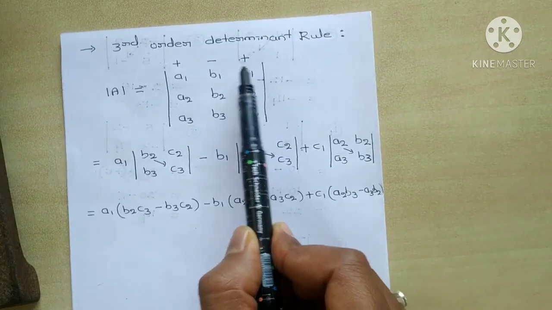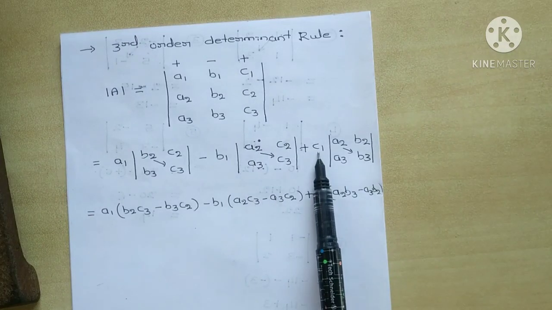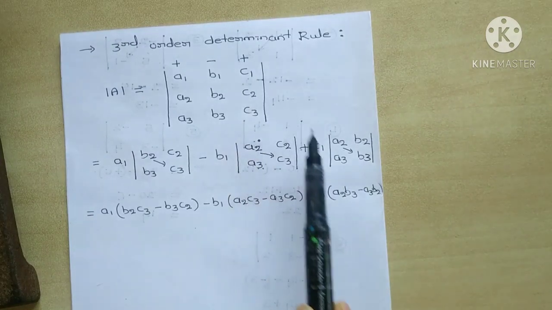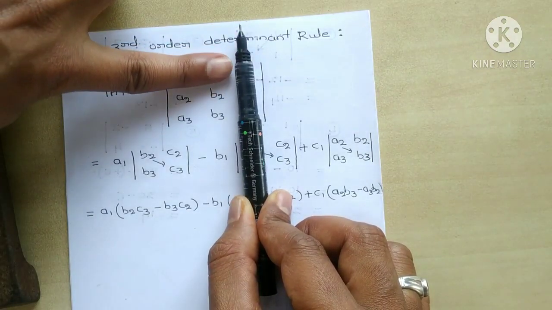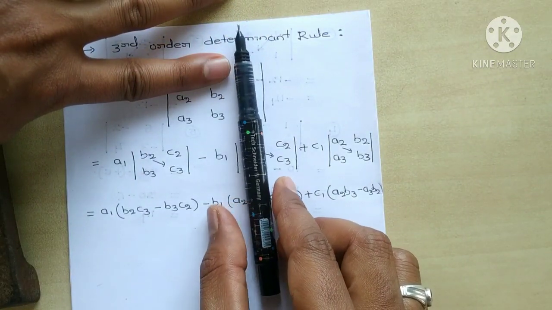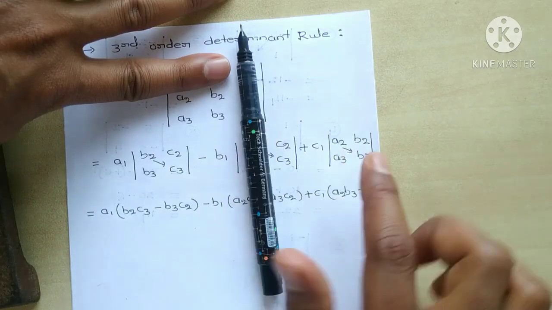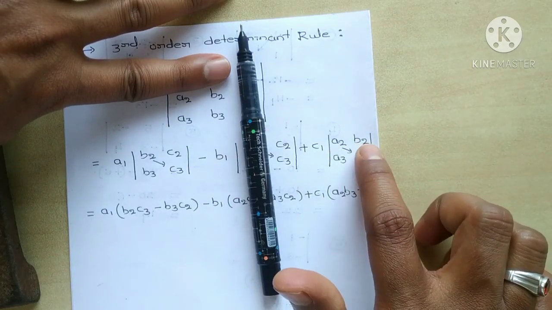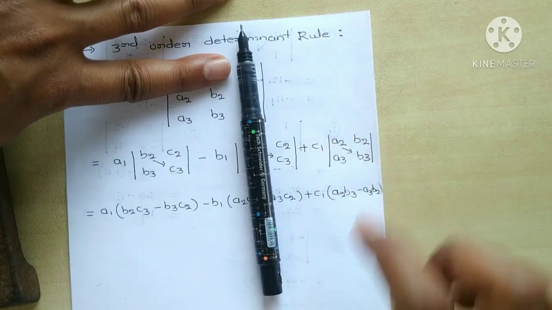Next you take third element. What is that third element? C1. So note down here C1. Once you take that C1, that particular column and that particular row you need to delete. Once you delete these two, what is the remaining value here? A2 B2 A3 B3. So note down here A2 B2 A3 B3. In which form? Second order form you need to note down.